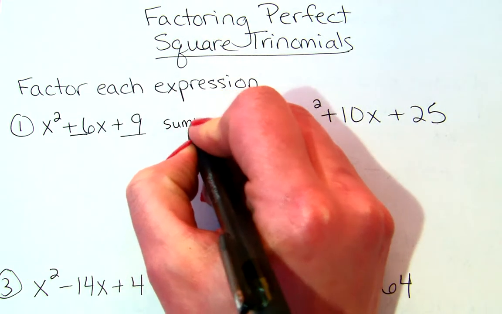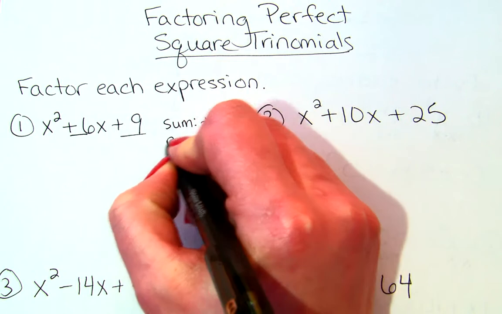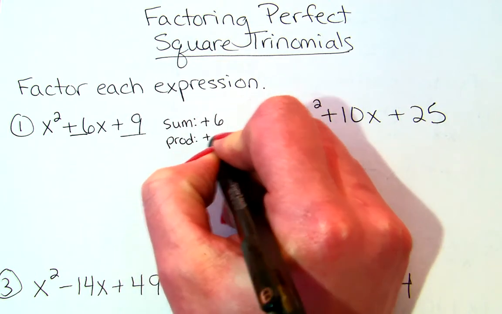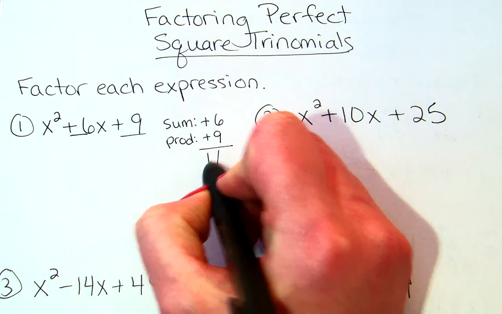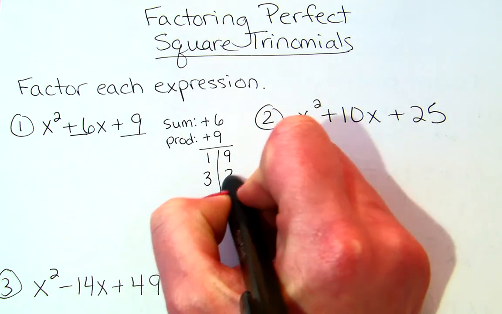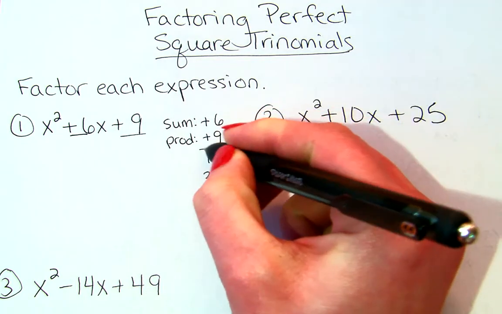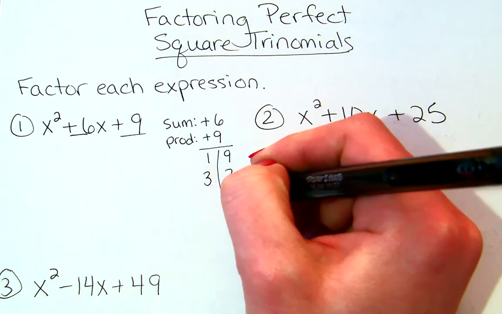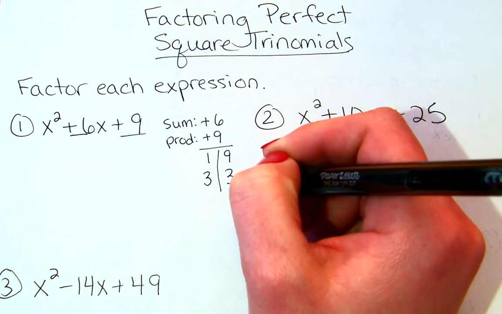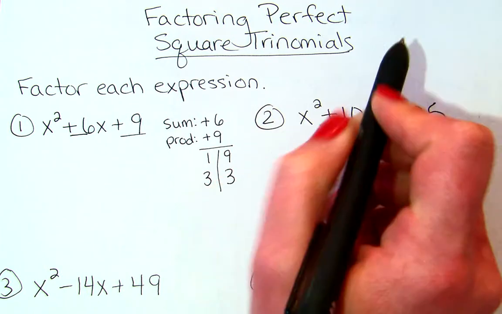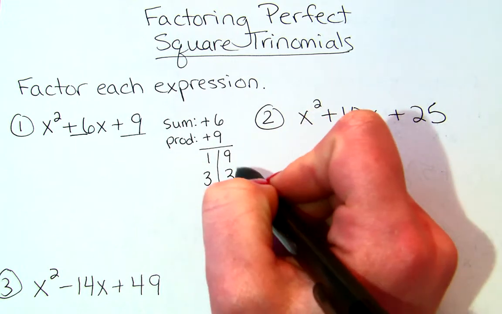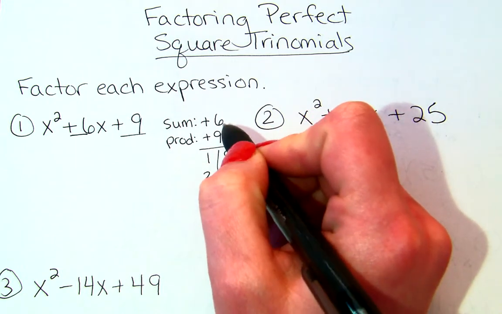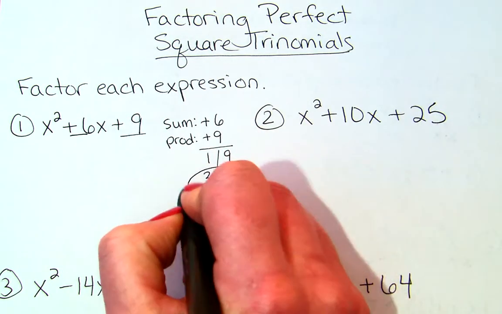So the sum, in this case, is positive 6, and the product is positive 9. We need to identify the factors of 9, which are 1 and 9, 3 and 3. If you need to use the graphing calculator for this to identify all of the factors, by all means, I actually have a video on how to do that as well. I'll place that in the iCard now. So we have to identify two factors that multiply to 9 but also add to 6. The answer is 3 and 3.